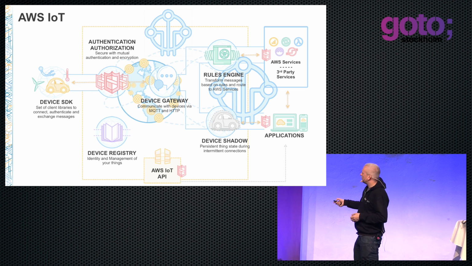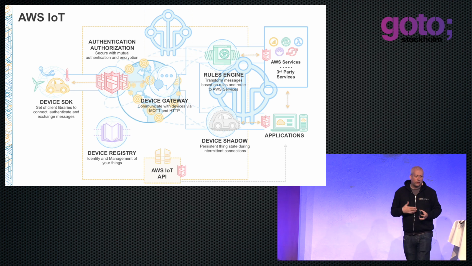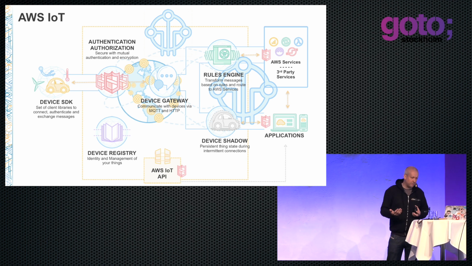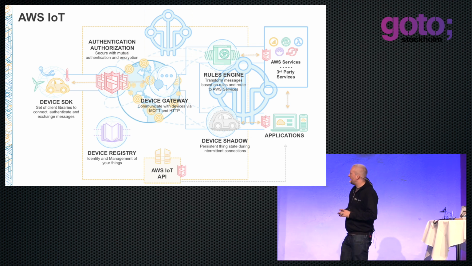Then we've got this rules engine. This essentially reads the contents of messages that are coming off your device fleet and can perform routing logic on those messages on the basis of their content. So messages coming with certain parameters inside them could be sent to different endpoints.